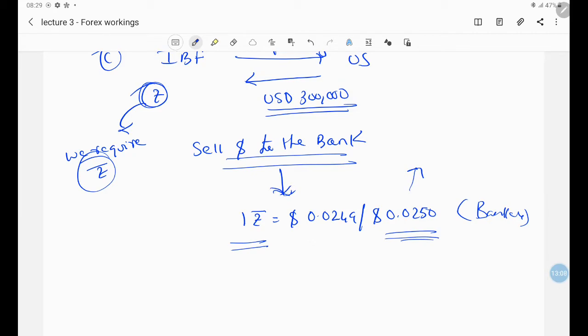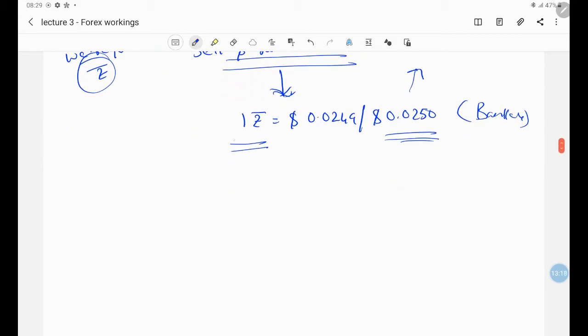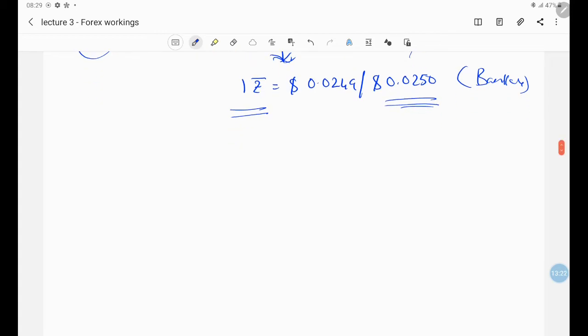So we require rupee, and you have to think what rate the banker will be selling the rupee. So the banker will be selling the rupee at 0.0250. So the applicable rate is this one. 1 rupee is nothing but dollar 0.0250. So the 3 lakh dollar we have. Okay, so because 1 divided by your ask rate, right?